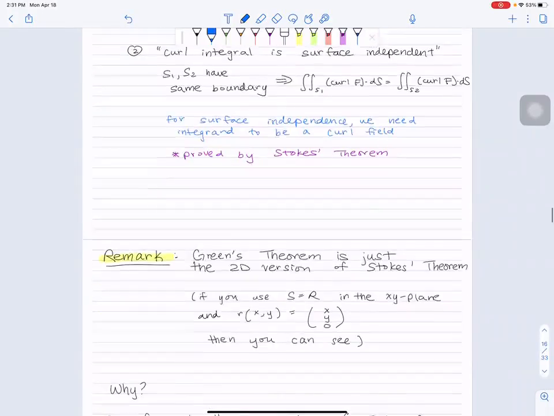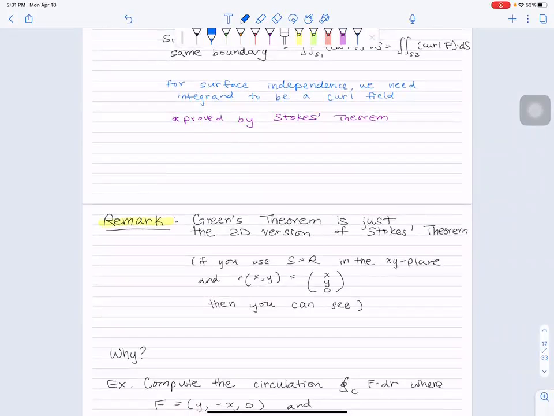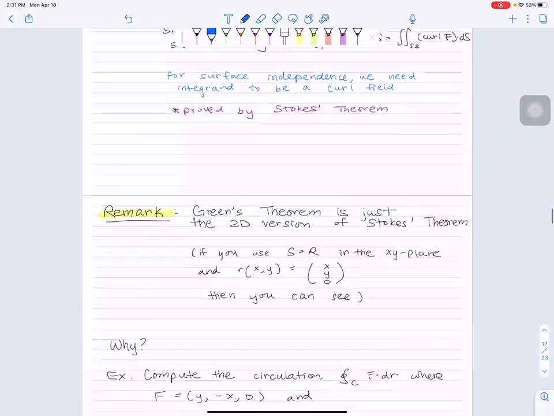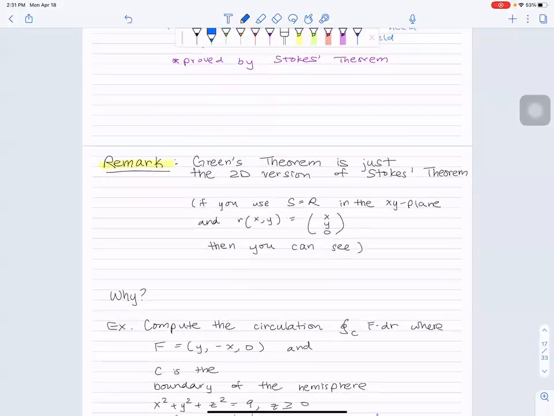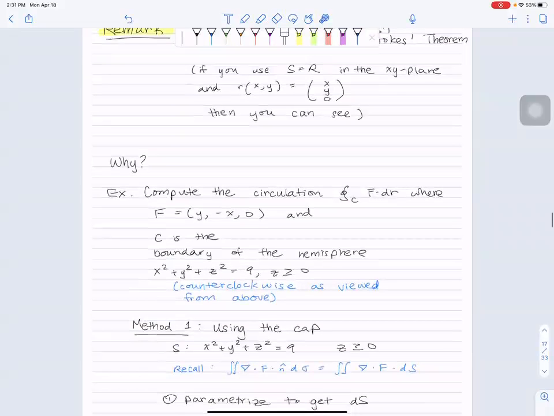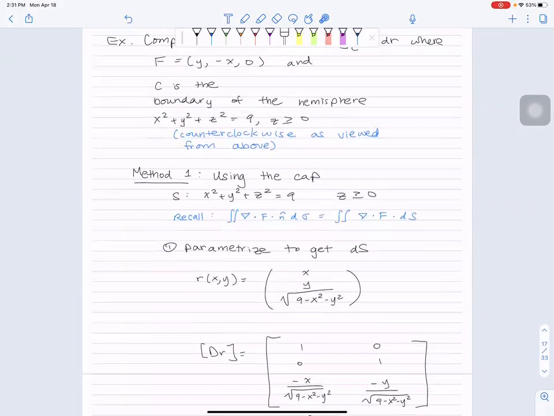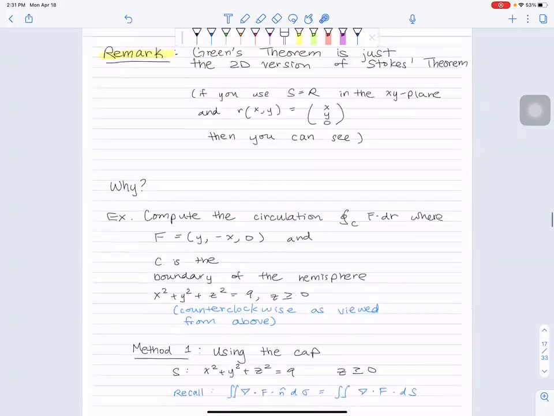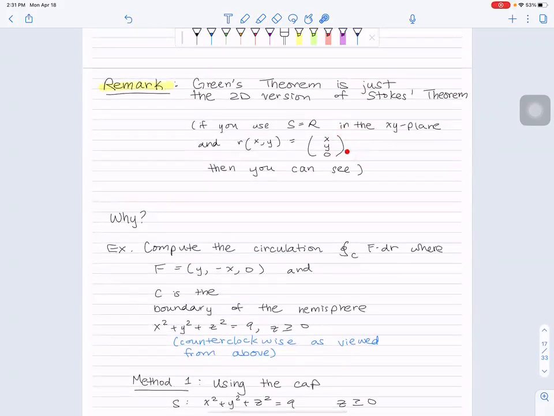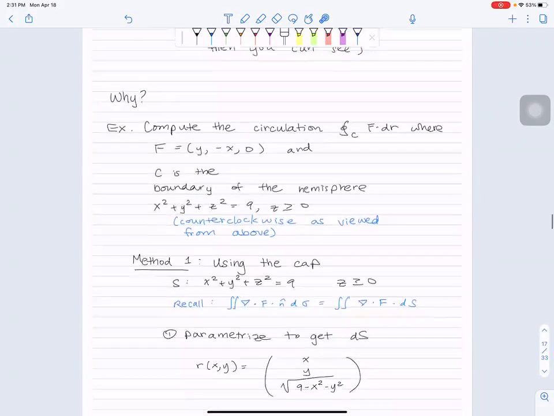Okay, and so we have these two things. A note is that in 2D, Green's theorem is basically just Stokes' theorem in 2D, the 2D version of it. You can prove why that is by doing some other parameterization and then using Stokes' theorem where you only have the 2D version. So let's do a quick example.